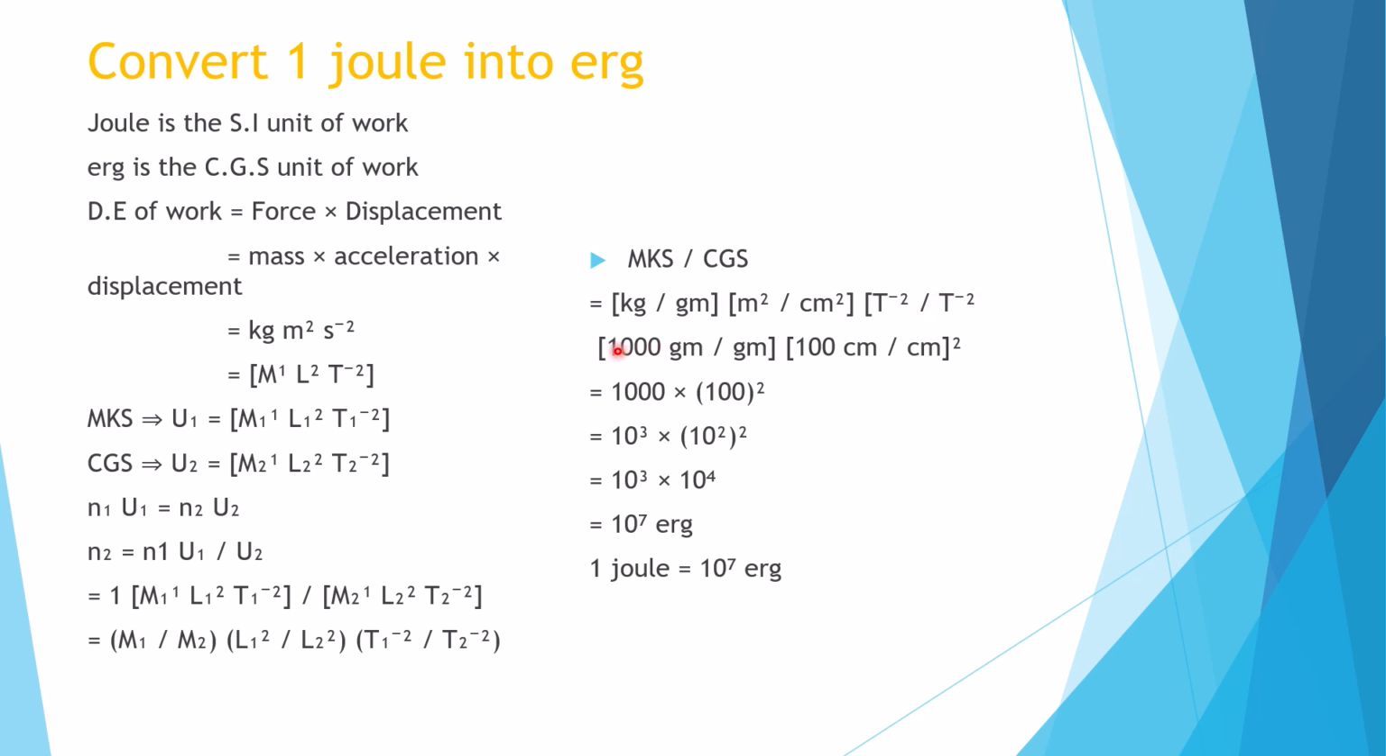So we know that 1 kg is equal to how many gram? That is 1000 gram divided by gram. And we know that 1 meter is equal to how many centimeter? That is 100 centimeter. So 100 centimeter divided by centimeter whole square. Centimeter will get cancelled, and gram will get cancelled. So remaining, that is 1000 into 100 square. So it will be 10 cube into 10 to the power 2 whole to the power 2. So it will be 10 cube into 10 to the power 4. Here add the powers, 10 to the power 7 erg. So 1 joule is equal to how much? 10 to the power 7 erg.